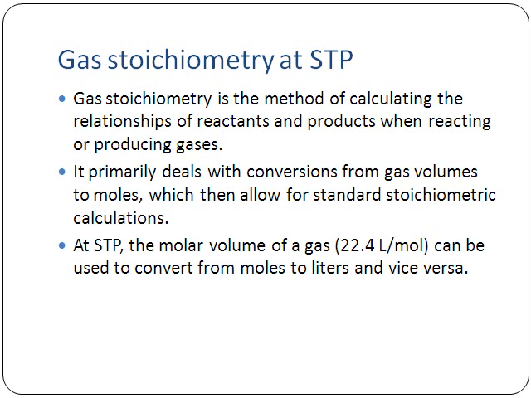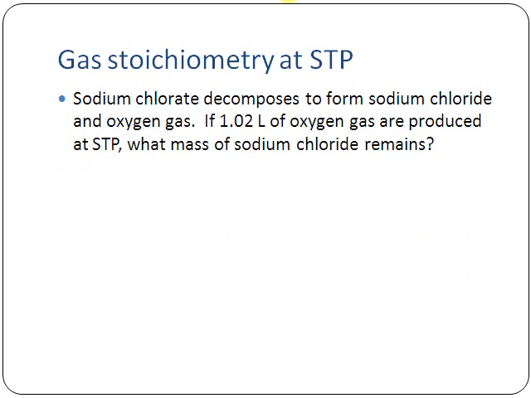So continuing, let's give an example. In this case, sodium chlorate decomposes to form sodium chloride and oxygen gas. If 1.02 liters of oxygen gas are produced at STP, what mass of sodium chloride remains? So this is a stoichiometry problem. We have a reaction, and we have the volume of one of the products, the oxygen gas. We're looking for the mass of the sodium chloride that remains, which is the other product.